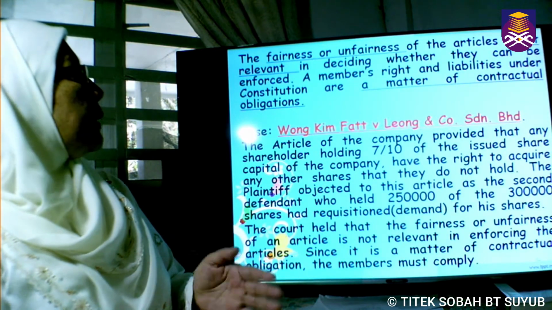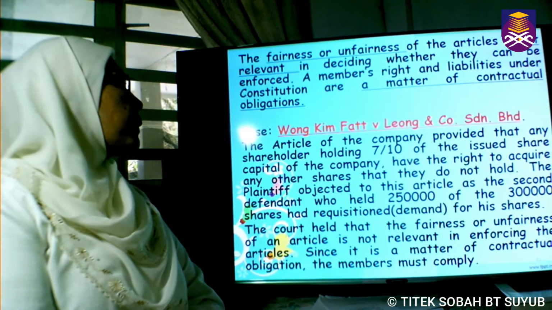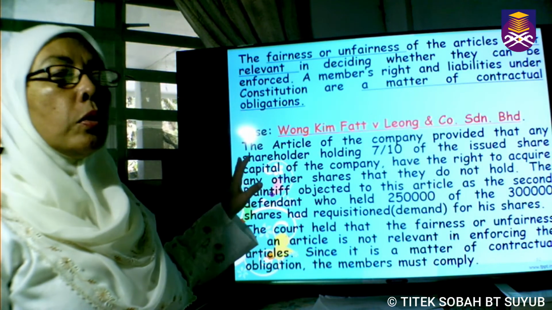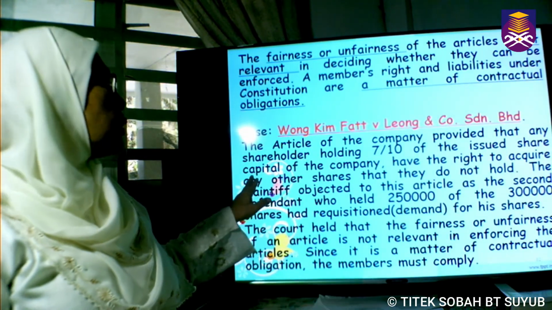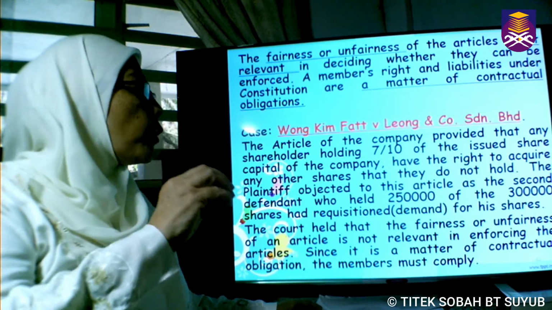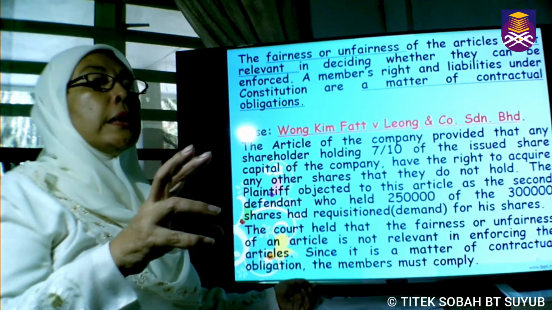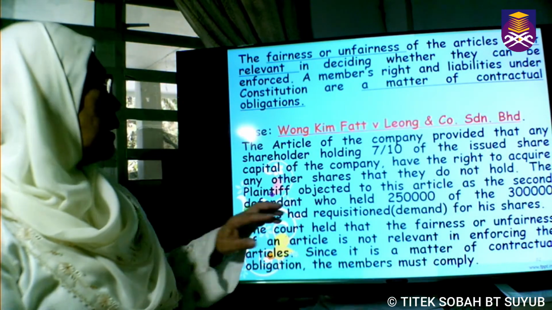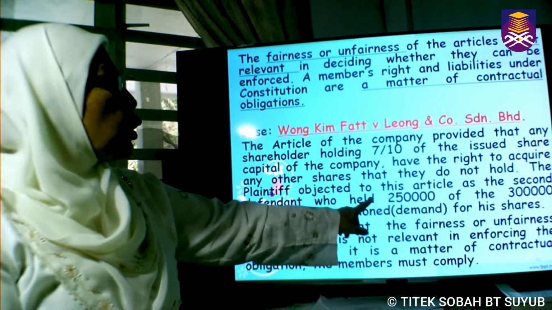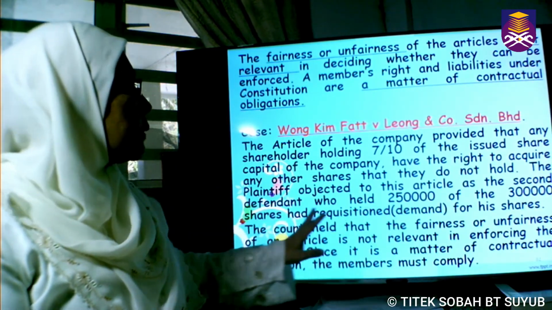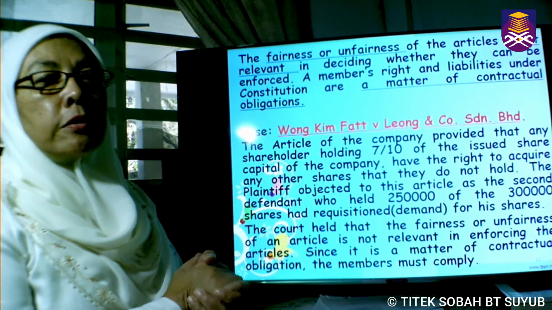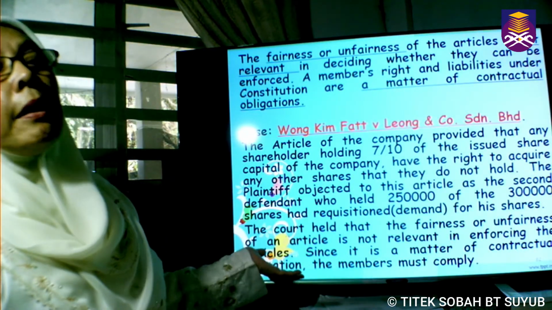So let us have a look at the case of Wong Kim Fat versus Leong and Company Berhad. The articles of association, the constitution, provided that any shareholder who holds 7 out of 10 of the issued share capital of the company has the right to acquire any other shares that they do not hold. So meaning the majority who holds 70% of the shares of the company can acquire the shares of the minority. And it happened that the plaintiff objected to this article. Why did he object? Because the defendant holds 250,000 shares out of 300,000 shares. So meaning now he holds more than 70%, right? And he has tried to acquire the shares of the minorities. So that's why the plaintiff, as a minority, objected to this clause.